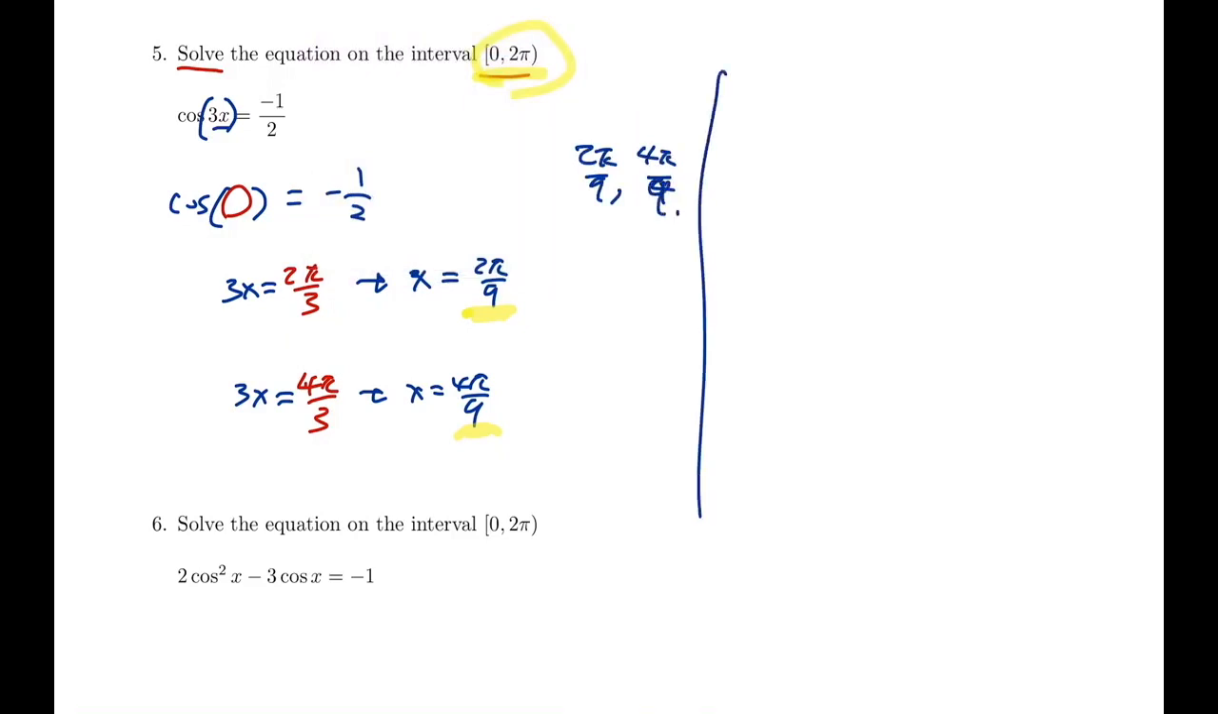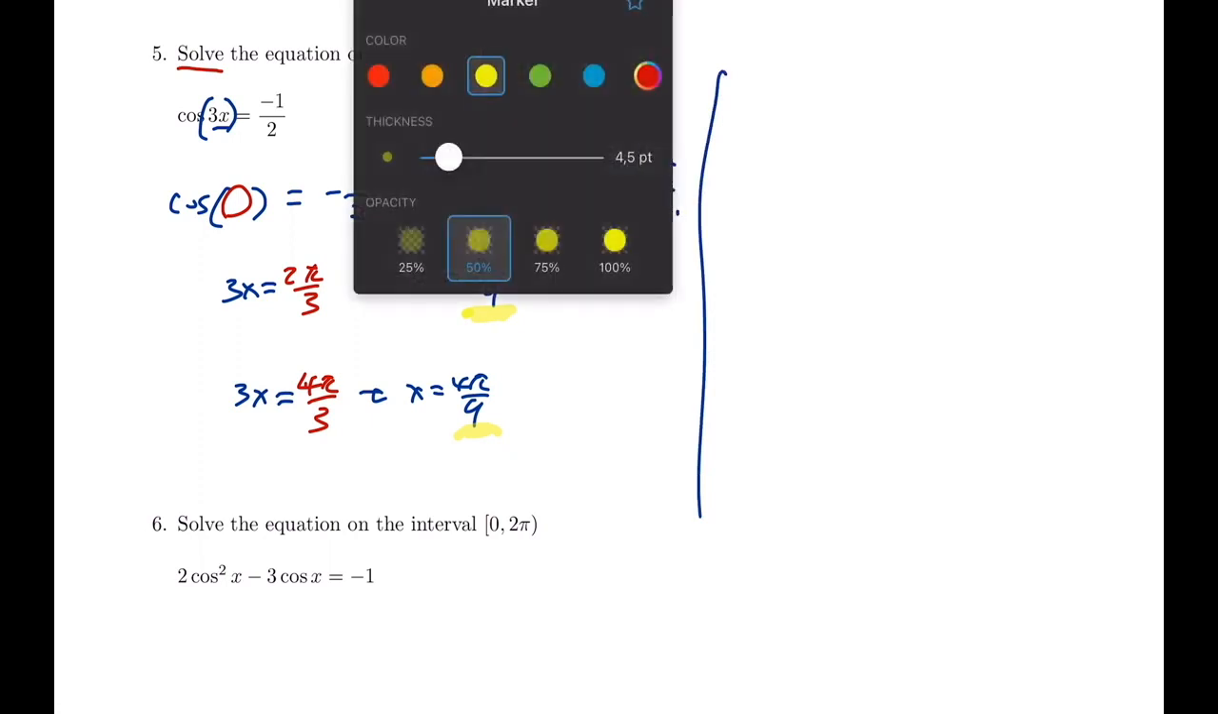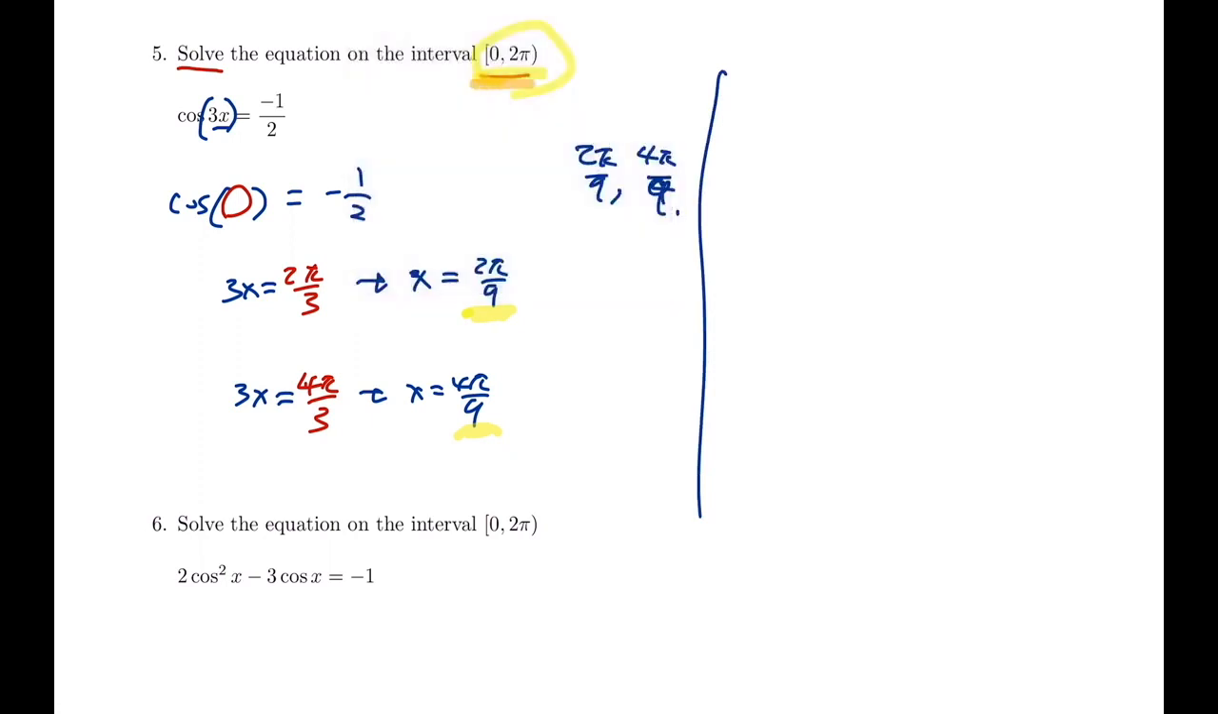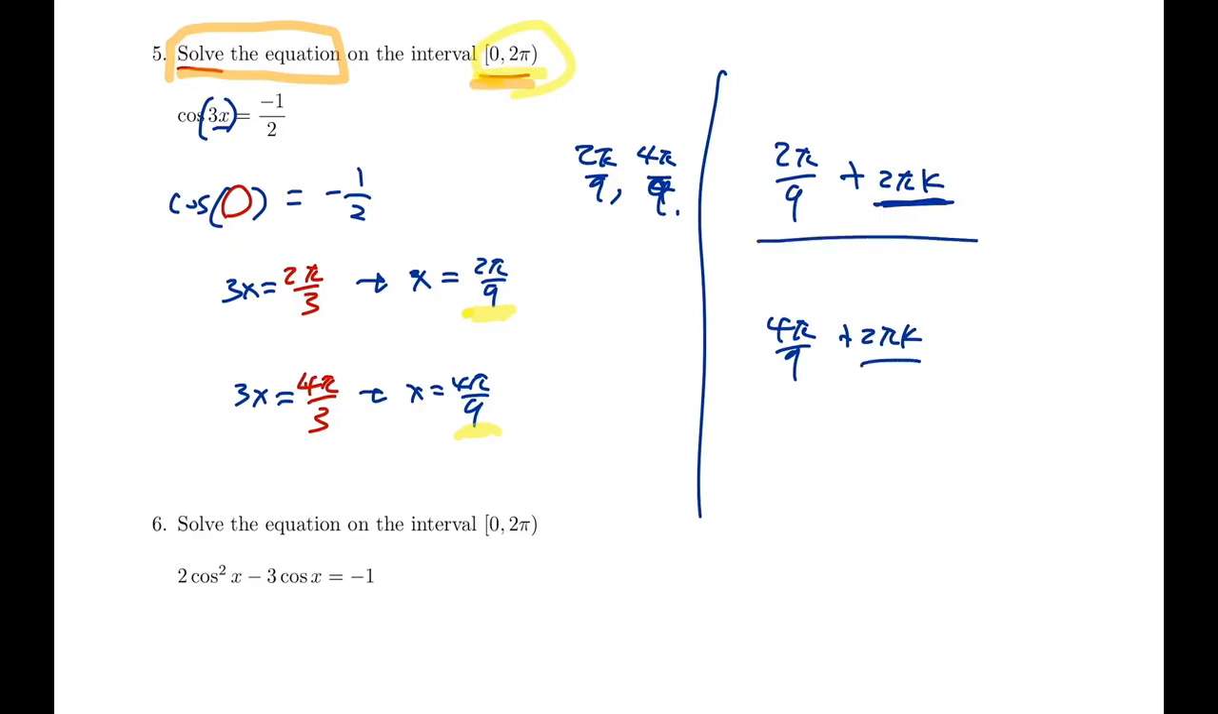Okay. But hypothetically, let's say this was not given, and the problem says just solve the equation. If it only said that, then to these two answers, we have to add an infinite number of circles. So if this range is not restricted, we have to add 2 pi k to each of these answers, because we can add a full circle or subtract a full circle to find coterminal angles. Right? So if this restriction is not given, then we have an infinite number of answers.